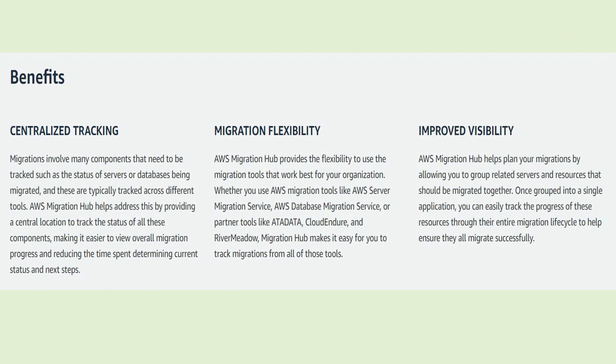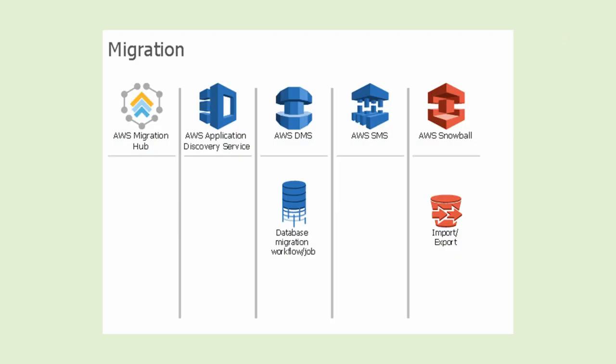The centralized tracking allows you different things. You could track the status of different components for an easier view of your single data. You have flexibility over different platforms like Database Migration, ATAdata, CloudEndure, or RiverMeadow, and more. You have improved visibility of the entire migration life cycle as you can group them together. You have different tools for migration: AWS Migration Hub, Application Discovery Service, DMS, SMS, Snowball, and tools like that.